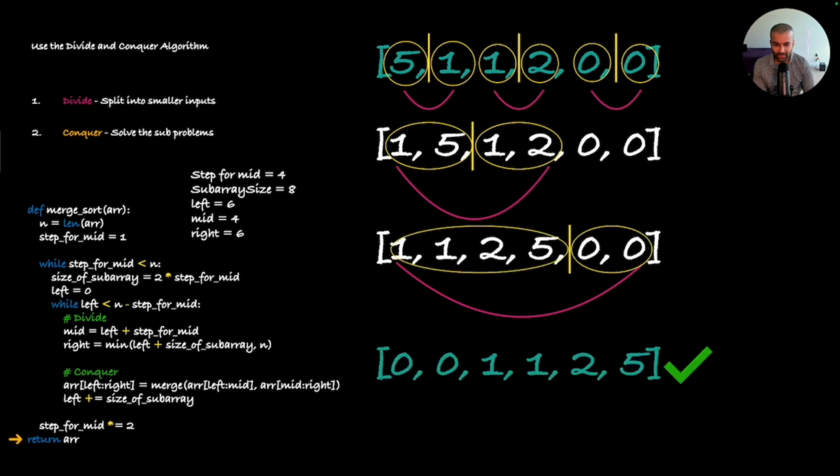And this actually is the same time complexity as its recursive counterpart. The inner while loop takes O(n) time because we're going through each and every element, especially in our merge, and the outer while loop runs in O(log n) time as we are multiplying our step for mid by 2. So that gives us log n times n, which is O(n log n).